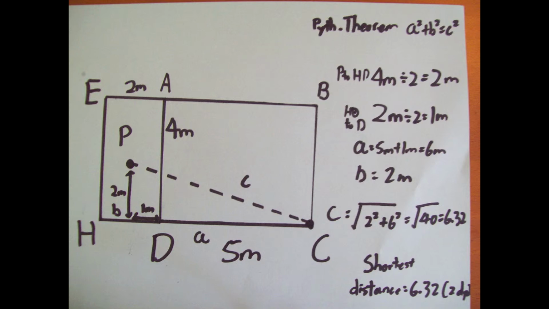So 2 squared added with 6 squared is equal to 40. So 40 is equal to c squared. So if we square root 40, then we will have c, which is the length of PC, and the answer for square rooting 40 is 6.32 when converted to 2 decimal places. So PC, which is also the shortest distance for the spider to reach point C, is 6.32 meters. So the question is solved, and the shortest distance for the spider to travel to reach point C is 6.32 meters, converted into 2 decimal places.